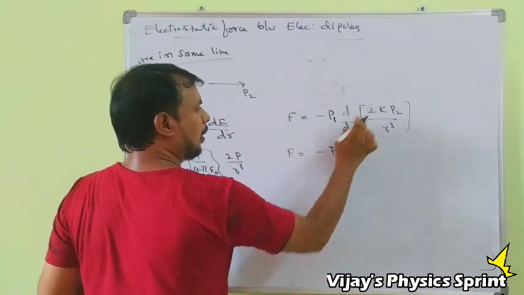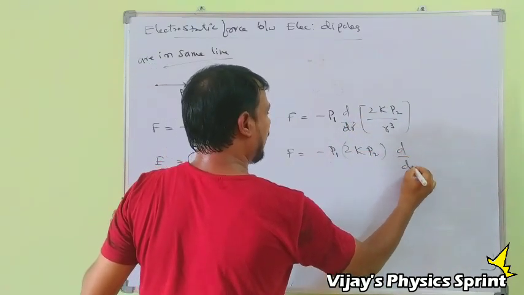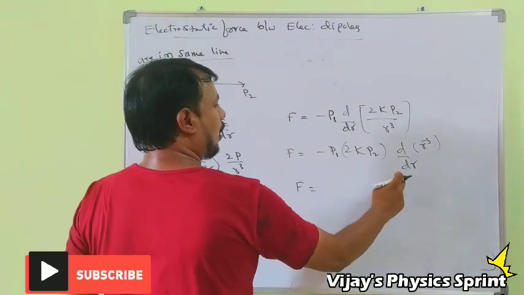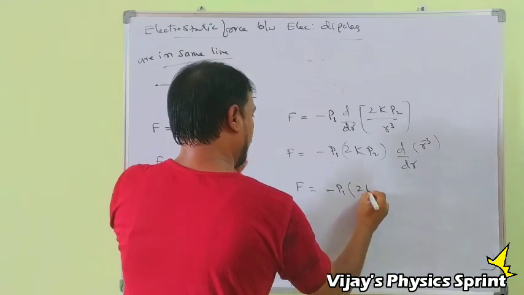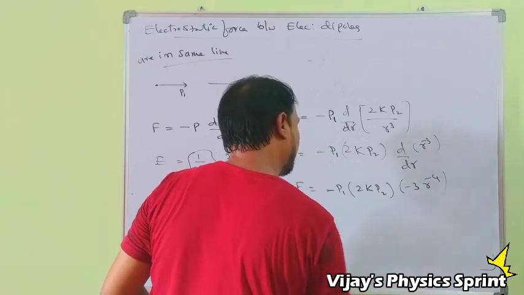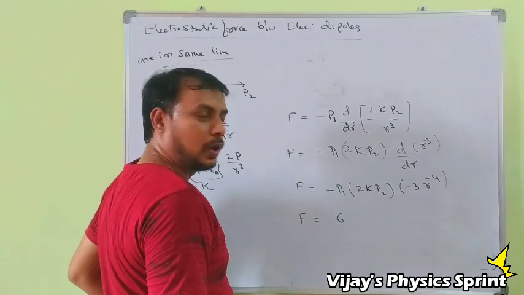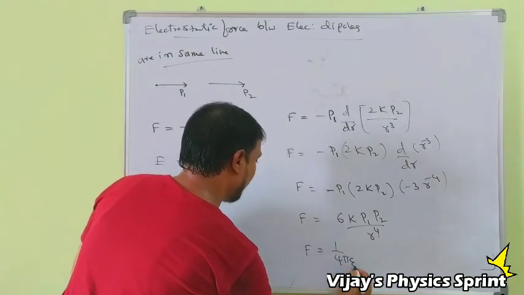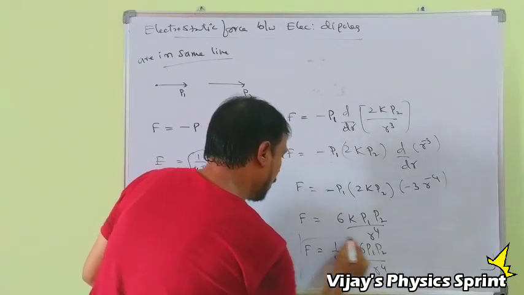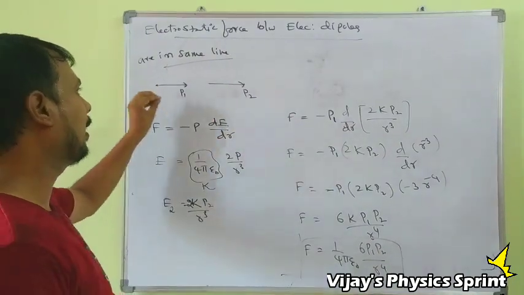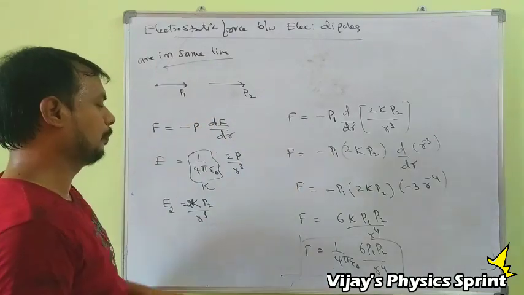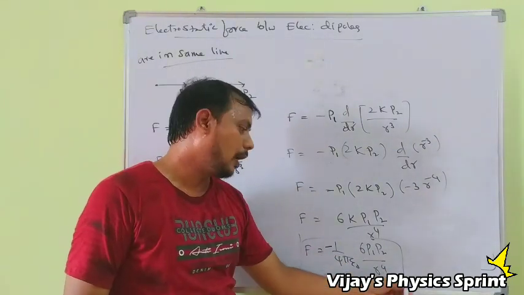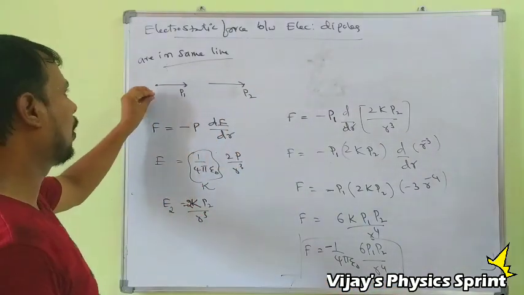So F equals minus P1, 2 K P2 is a constant, d by dr of R power minus 3. Differentiating, that is minus 3 R power minus 4, so F equals plus 6 K P1 P2 by R power 4. K is nothing but 1 by 4 pi epsilon naught, so 6 P1 P2 by R power 4. This is the force acting between two dipoles when they are in the same line. This force is an attraction force, so it is indicated with minus. So F equals minus 1 by 4 pi epsilon naught, 6 P1 P2 by R power 4. This is the force between two dipoles when they are along the same line.